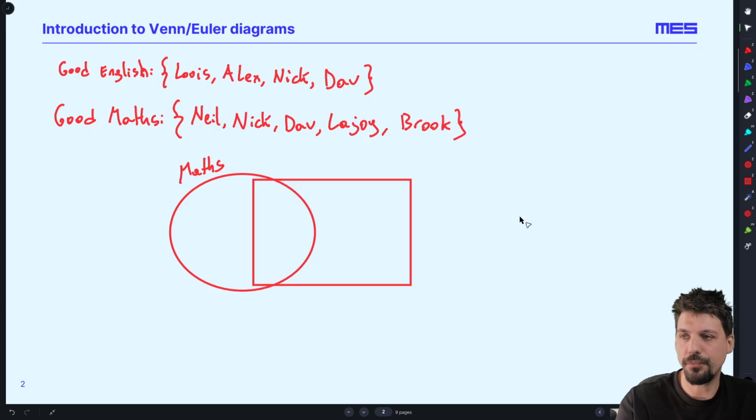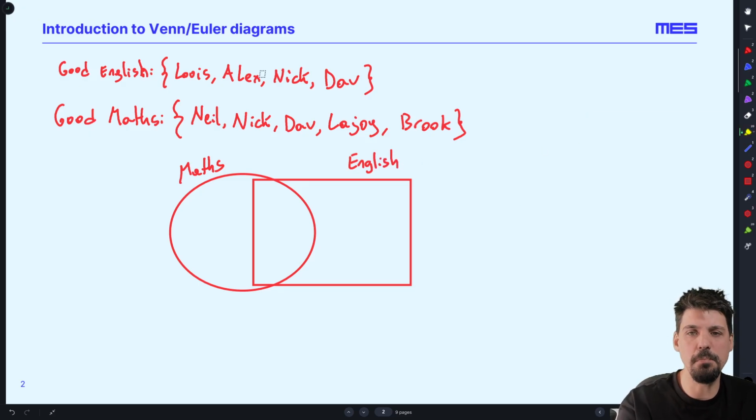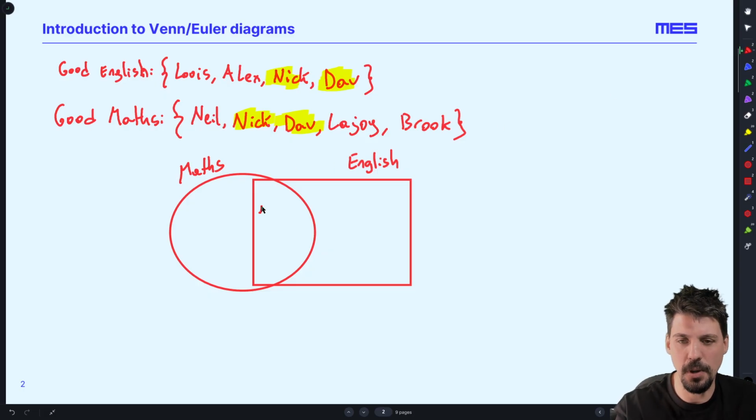So in this shape here, we're going to put all the people that are good at English. Now, what we want to do is always start by looking at the ones that are in both groups. So Nick is actually quite good at English, and so is Dav. If we have a look, they are the people that are in both categories. So if I put these names in here, Nick and Dav are both in the really good at English group, and they're also in the really good at maths group.